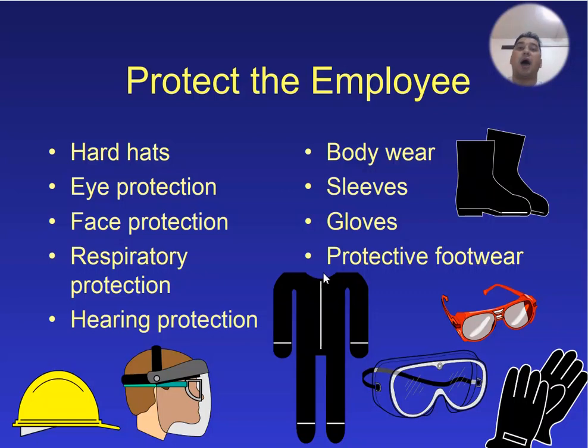After that, protect the employee. How can we protect the employees? We have to provide hard hats. We have to provide eye protection. We have to provide face protection, respiratory protection, hearing protection, body wear, sleeves, gloves, and protective footwear. These are the PPE we have to provide to our employees as per the task, as per the location, as per the equipment, and as per the chemicals or other things involved in the task.